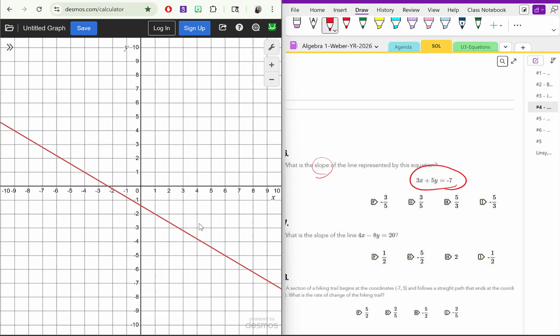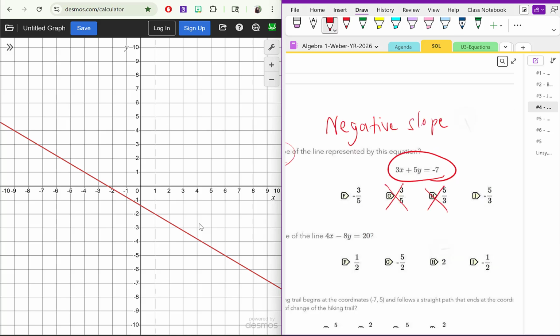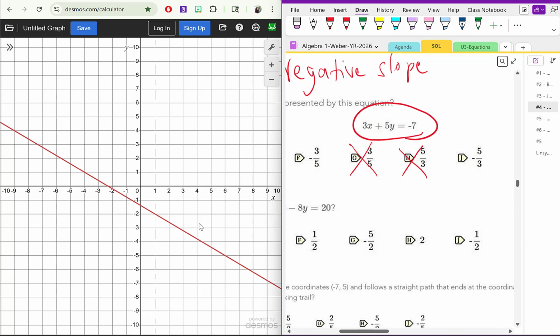So half of them. So in this case, the line is negative, right? That's a negative slope. You can use your right arm to figure that out. So write that down, negative slope. So that means that we can eliminate the positive answers. So it's not G, it's not H. Okay, now we know it's either F or J.